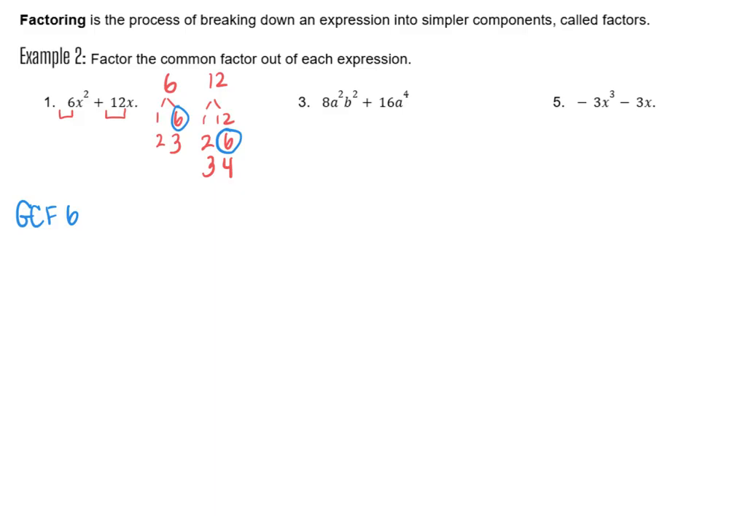Then I want to look at my variables. So I have an x squared in my first term. This means there are two x's and one x in my first one. So there is at least one x that is common in each term. So that is also a part of the GCF. So GCF is going to be x as well. So now that my GCF is 6x, I actually want to factor the common factor out.